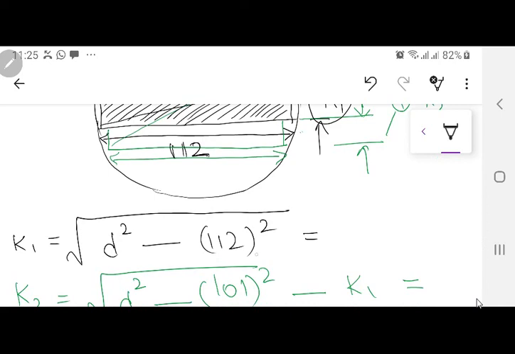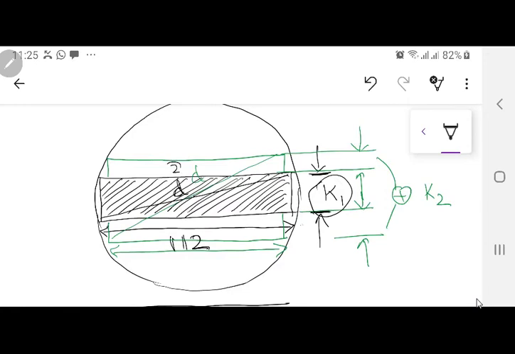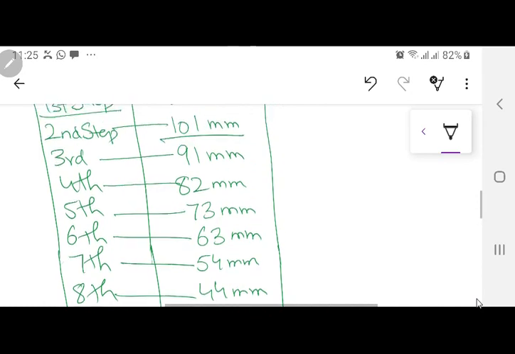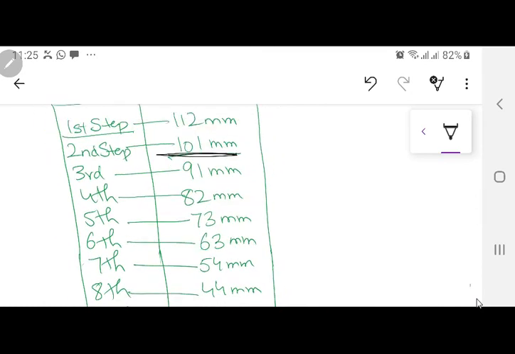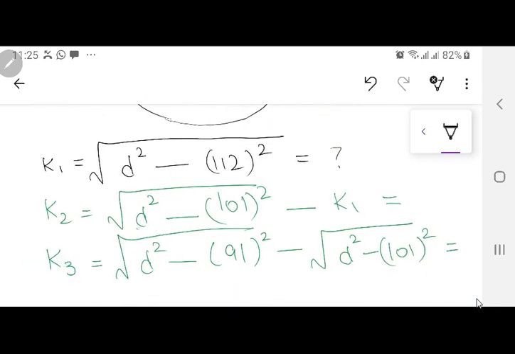This K1 will be from here to here. Next step, that is the second step, is here. This distance plus this distance will be equal to K2. जो भी आप K2 की वैल्यू निकलेगी उसको हाफ ऊपर हाफ नीचे. And what it will be equal to, since this is again D, so D square minus, what is the second step? You have taken the second step as 101 mm. So the formula would be K2 equals D square minus 101 square minus K1.